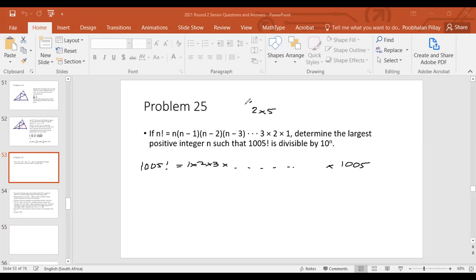So 10 to the power of n is 2 to the n times 5 to the n. Now, in this product, there are more 2s than 5s. There are many more even numbers than multiples of 5. So I really need to work out all the 5s which occur in this.